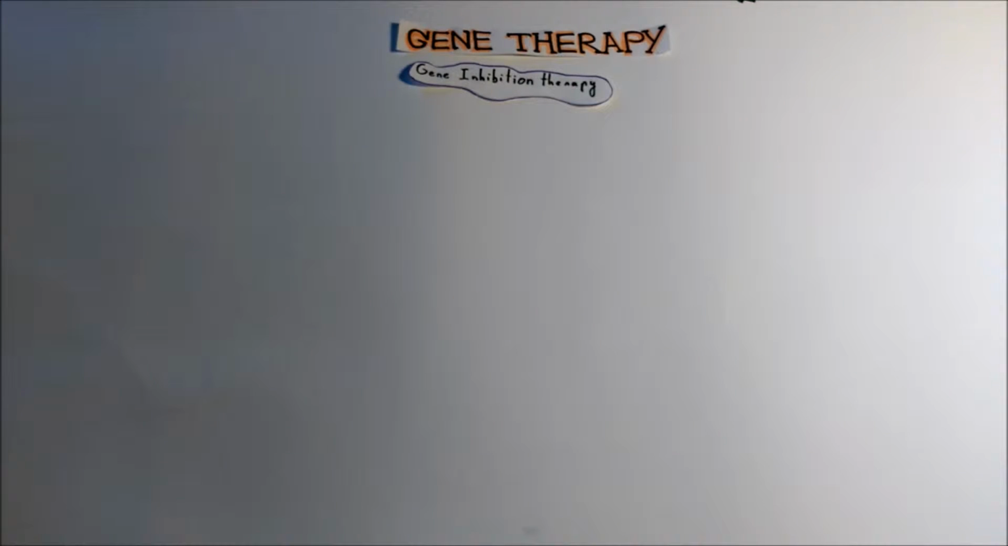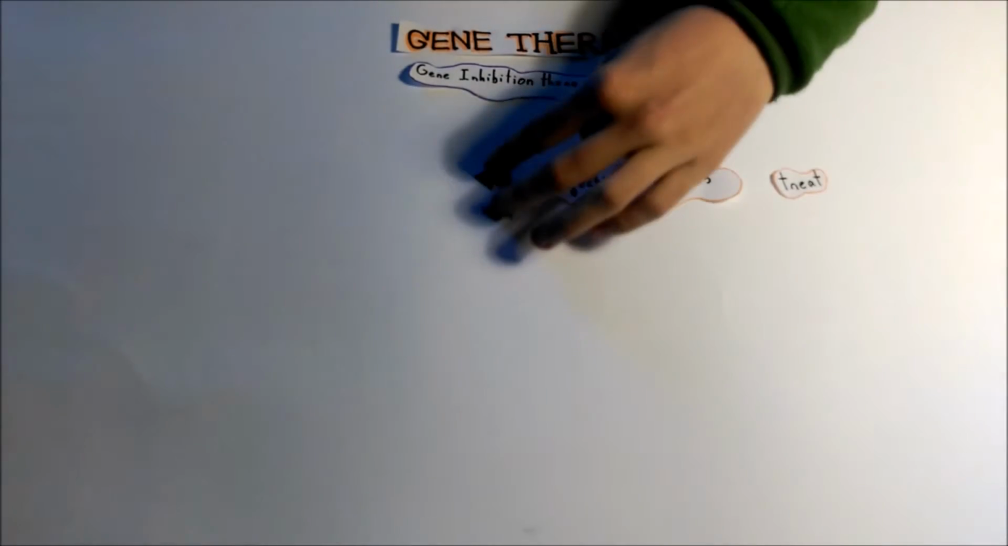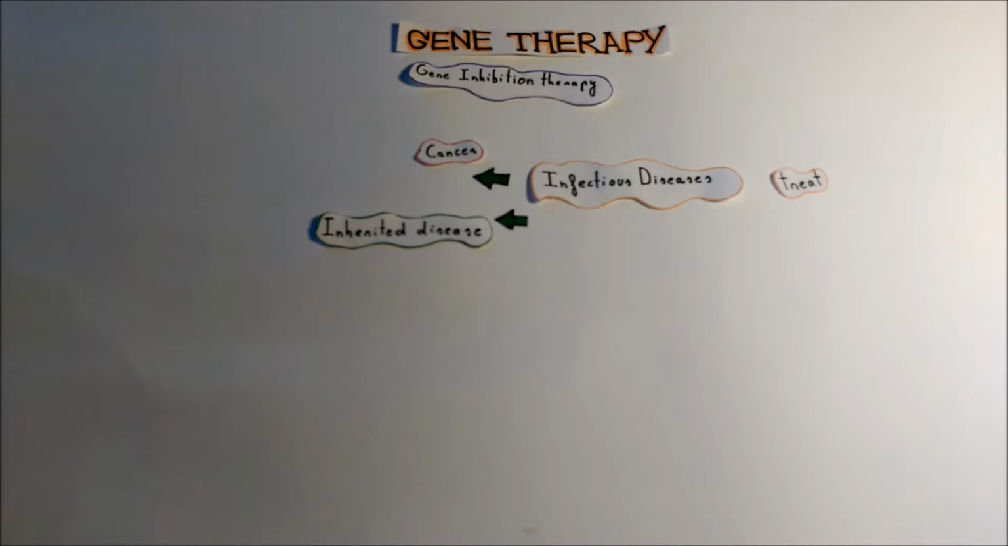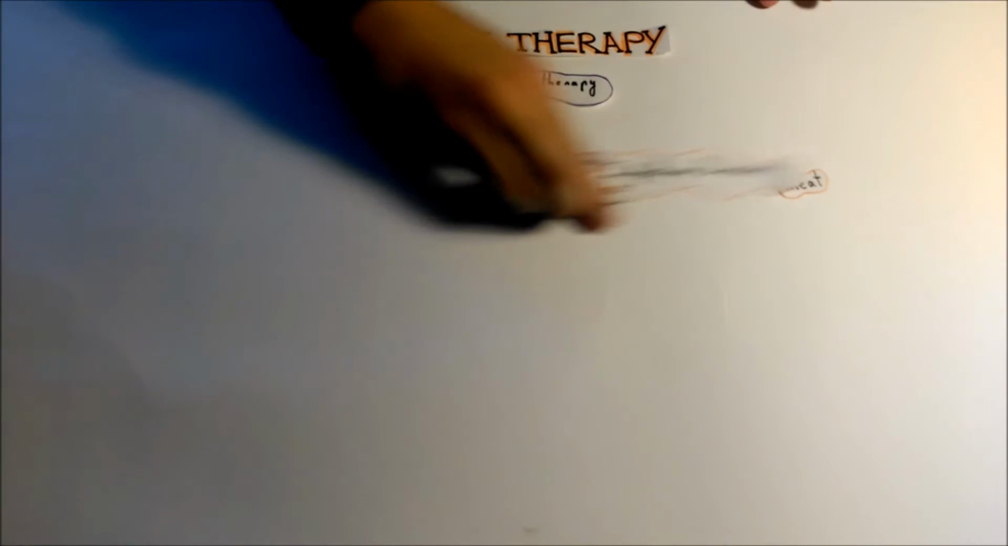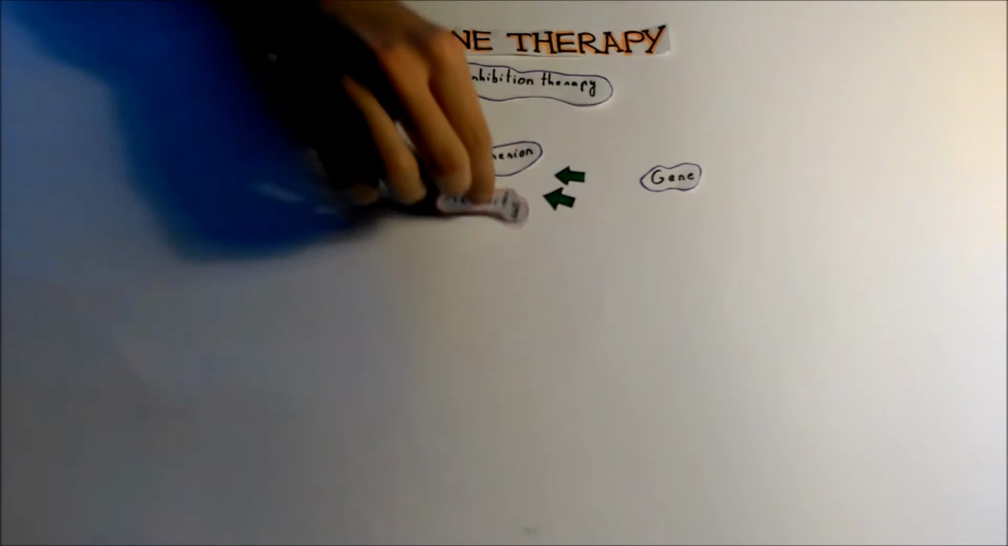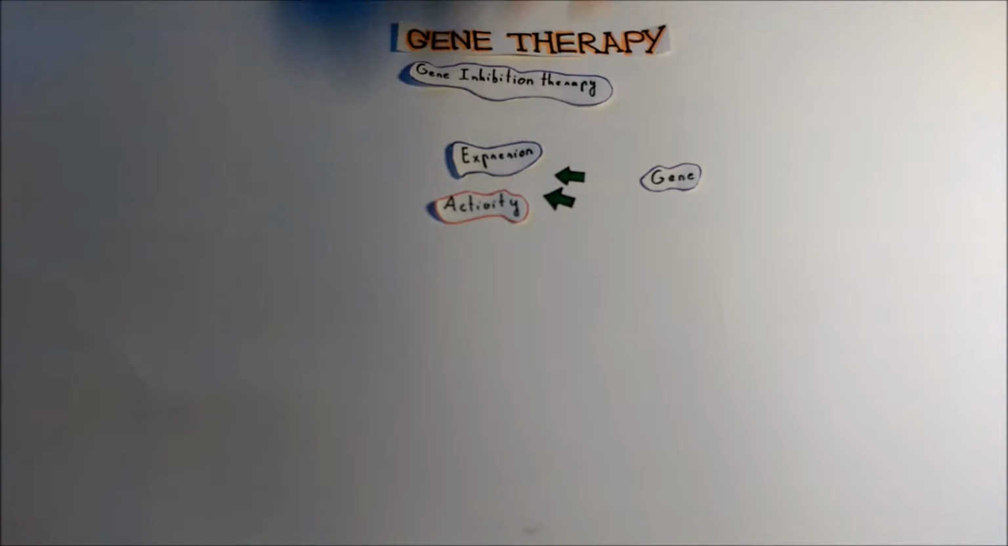Gene inhibition therapy, suitable for the treatment of infectious diseases, cancer, and inherited disease caused by inappropriate gene activity. The aim is to introduce a gene whose product either inhibits the expression of another gene or interferes with the activity of the product of another gene.